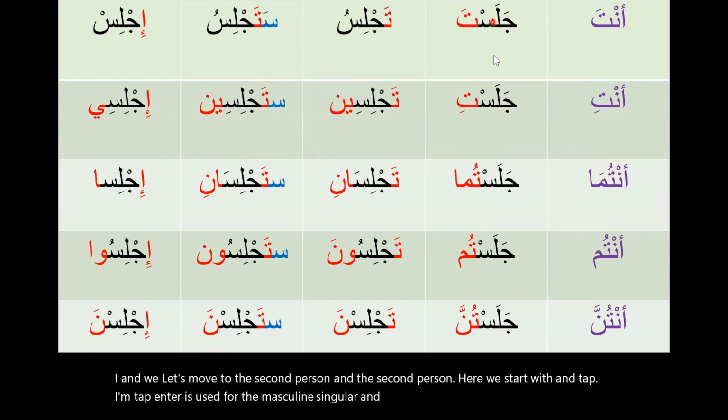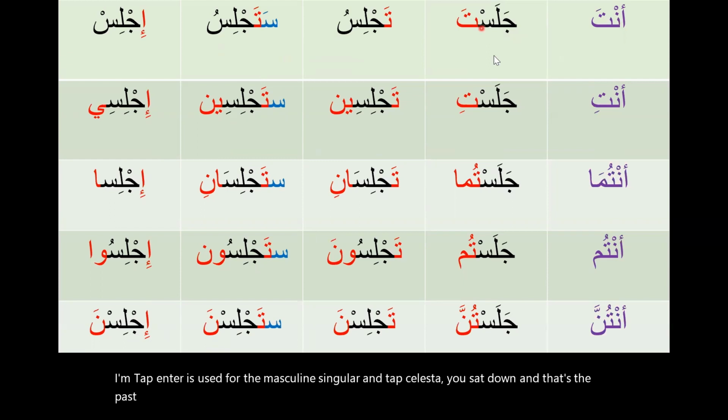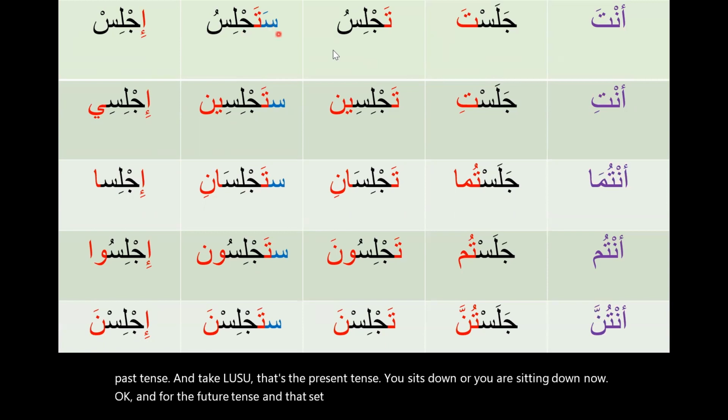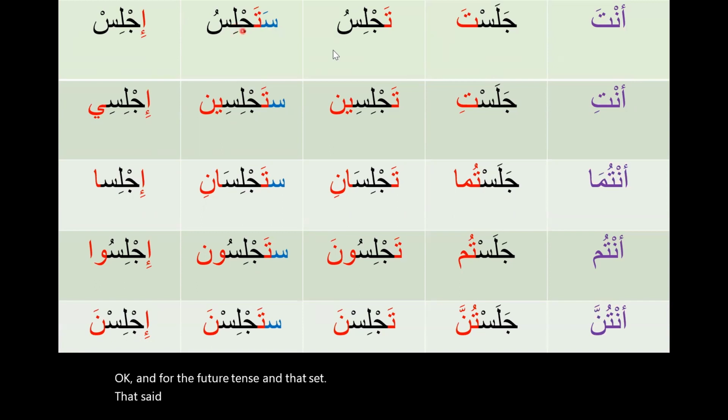أنت جلست, you sat down, and that's the past tense. أنت تجلس, that's the present tense. You sit down or you are sitting down now. Okay. And for the future tense, أنت ستجلس. Alternatively, you could say أنت سوف تجلس.